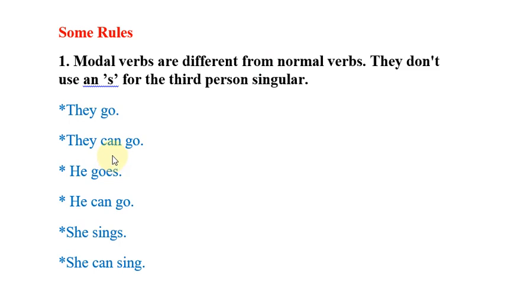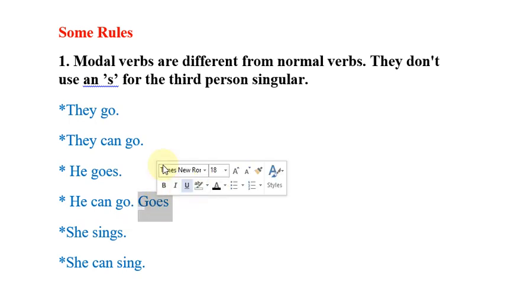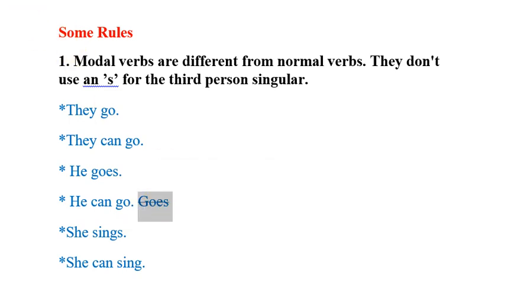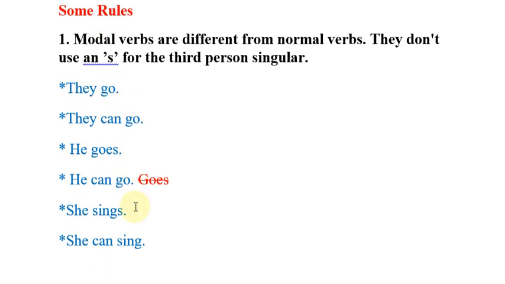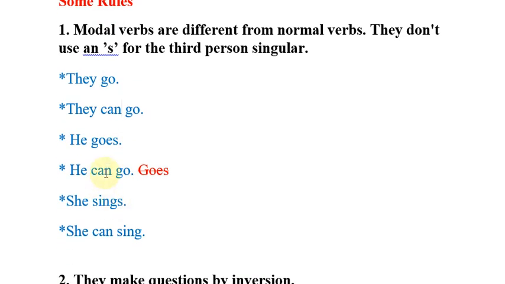You say he goes. This is what you usually say. He goes, but you say he can go. Well, we don't say he can goes. That is not possible. Let me cross it. Well, he can go. After the modal verb can, here we use the base form of the verb.